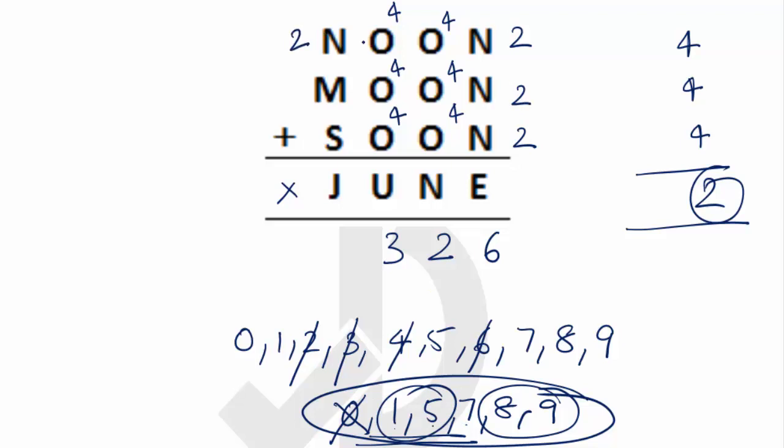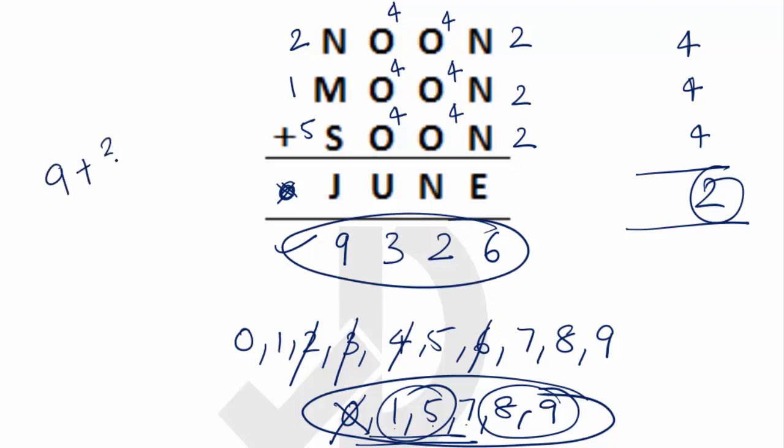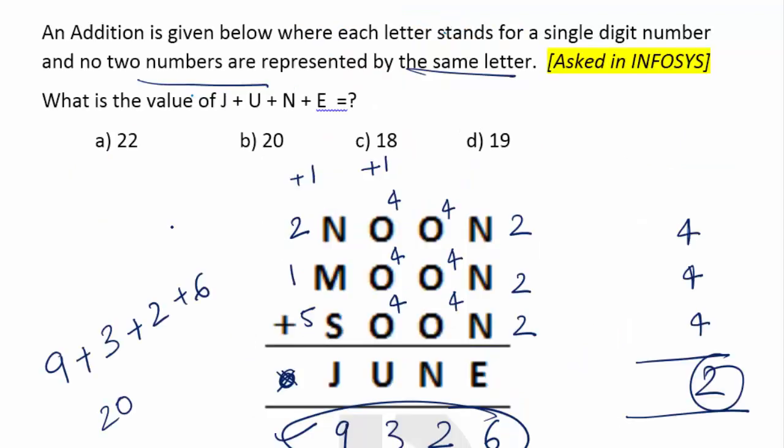The N value is 2, which is already said. This is 1 or this is 5. 2 plus 1 plus 5 makes 8, plus 1 is 9. Here this is a single digit, so it doesn't create a problem now. Now this is a correct answer. The value of JUNE is 9326, so 9 plus 3 plus 2 plus 6 adds up to 20. So option B is the correct answer.